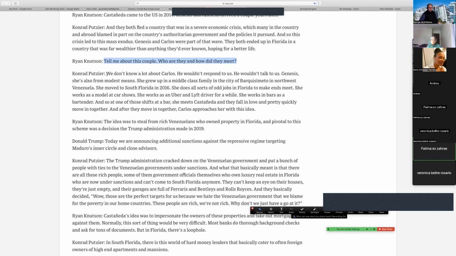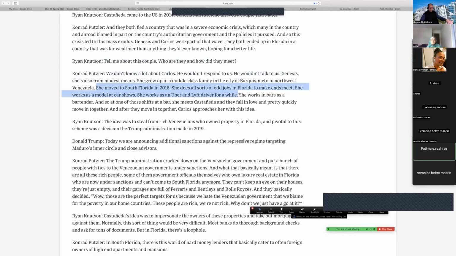We don't know a lot about Carlos. He wouldn't respond to us. He wouldn't talk to us. Genesis, she's also from modest means. She grew up in a middle-class family in the city of Barquisimeto in northwest Venezuela. She moves to South Florida in 2016. She does all sorts of odd jobs in Florida to make ends meet.